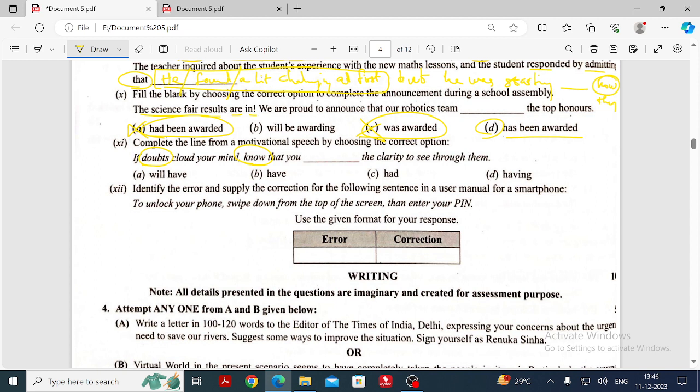Another sentence: "My school will be reopening next week." But here the sentence is "The science fair results are in." "Are in" means it is not just a plan. Already they made the results. "We are proud to announce" means they are announcing right now. The decision has already been taken. So it should not come under future continuous. It should be in the present perfect. Do you understand what I mean? And you should remember whether it is passive or active.